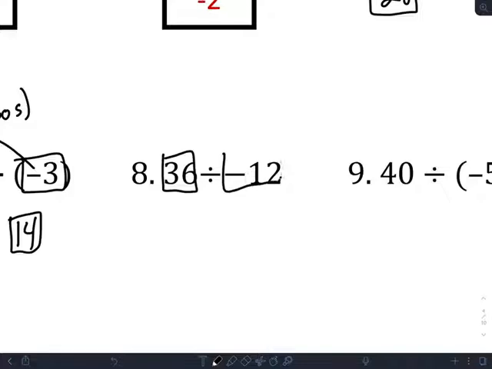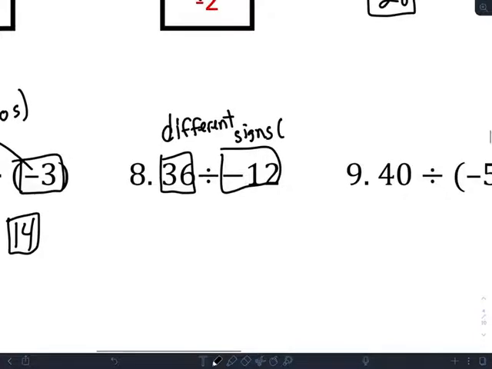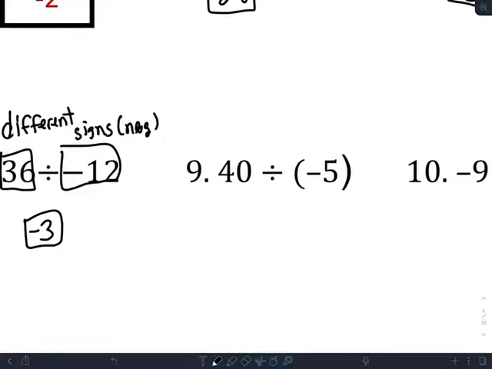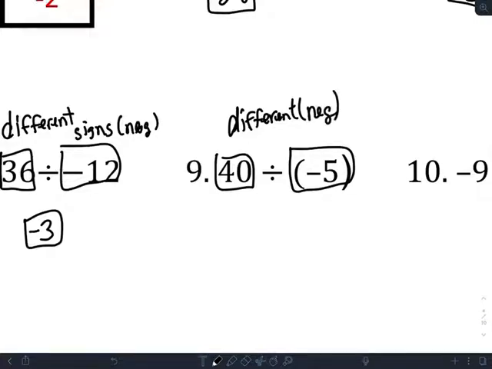36 divided by negative 12. Different signs, right? Different signs means a negative answer. Therefore, this one's going to be negative 3. 40 divided by negative 5. Different signs means my answer is going to be negative. In this case, it would be negative 8.